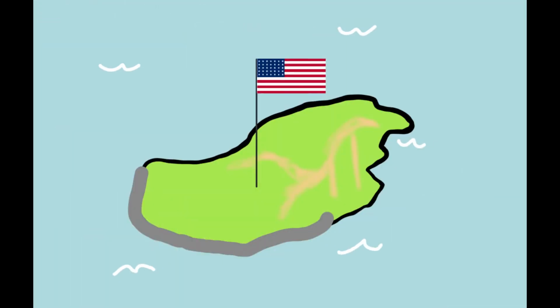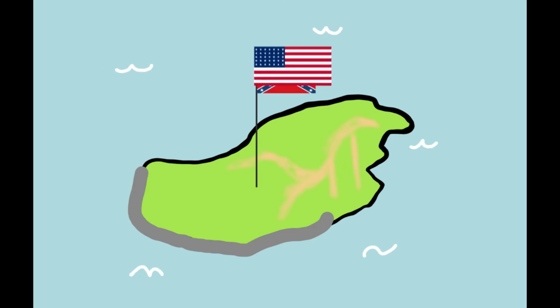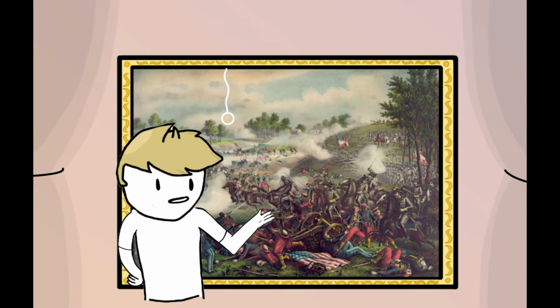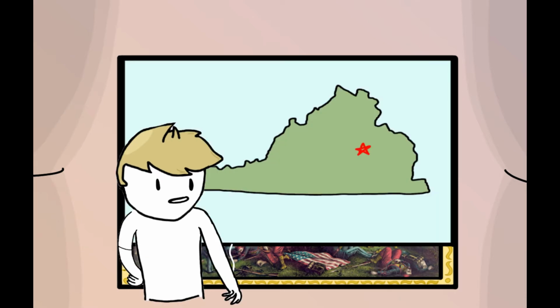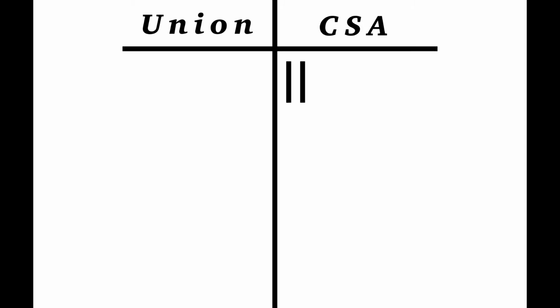The first shots of the Civil War were fired at Fort Sumter, a Confederate victory by General P.G.T. Beauregard. Following this was the Battle of First Bull Run, a failed attempt by the Union to take the capital of Virginia. These were two big losses for the Union. However, the Union would soon see their first victories.